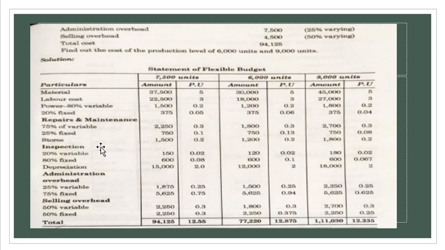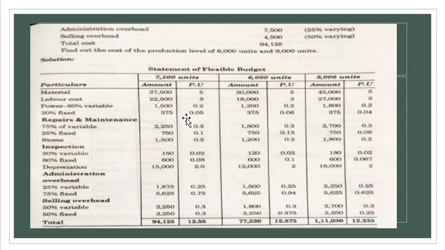So 1,875 into 20% will give us 375. So 375 fixed will be fixed for all the units, that is 6,000 units, 9,000 units, as well as 7,500 units. It will be 375. The cost per unit will change for fixed cost. As I have already discussed, for fixed cost, the total cost will remain same, but the cost per unit will vary. For variable cost, the unit will be fixed, but the total amount will vary based on the number of units produced.